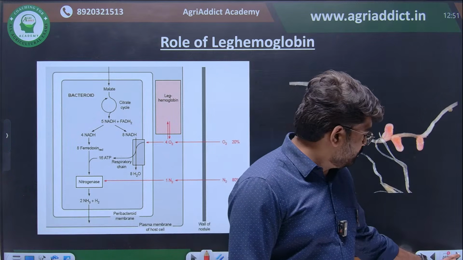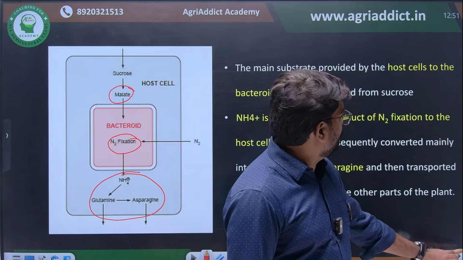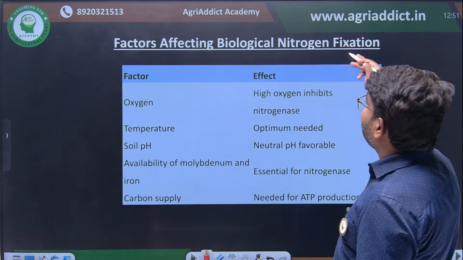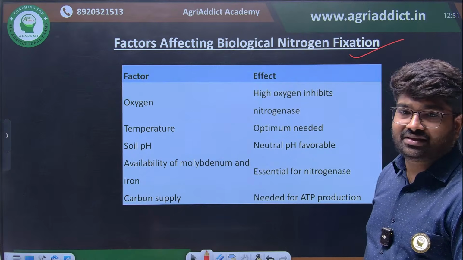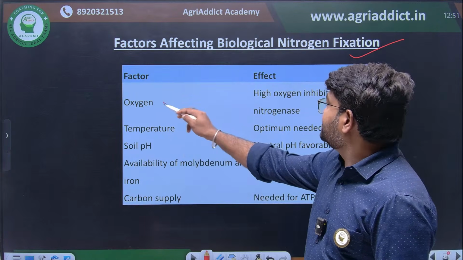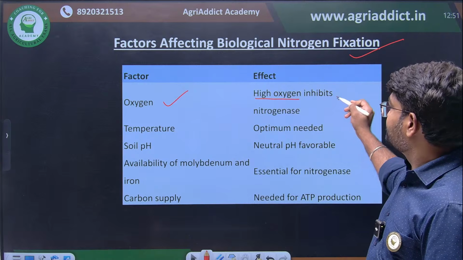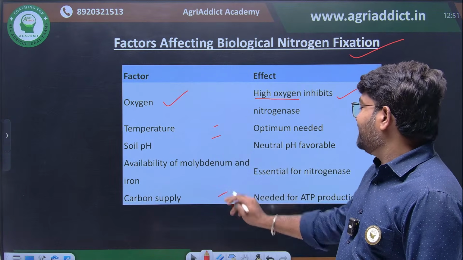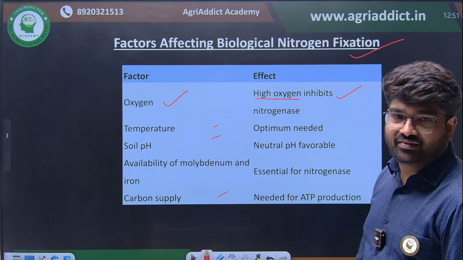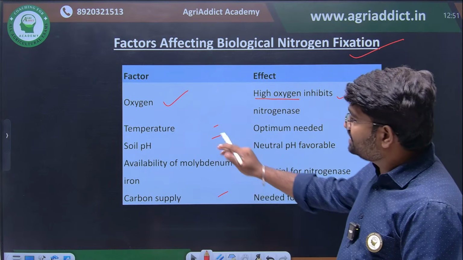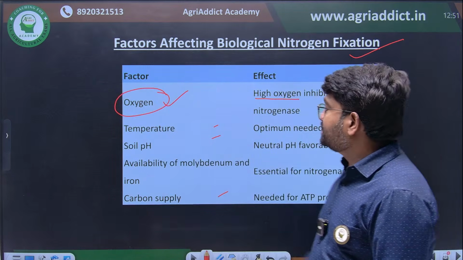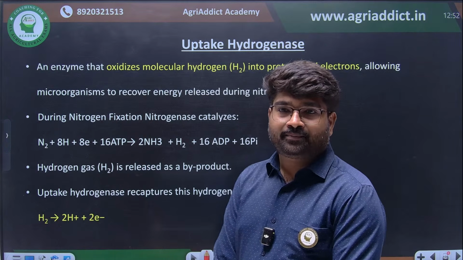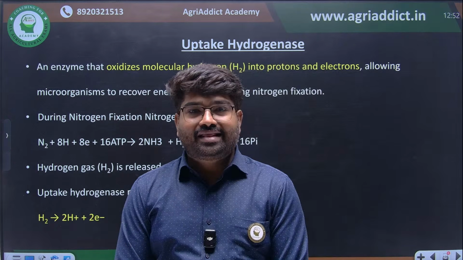I hope this is clear for everyone. What are the major factors involved in biological nitrogen fixation? This is the last thing. If high oxygen is there, nitrogenase activity will be inhibited. Then different things: soil pH, carbon assimilation rate, everything they have given here. Just go through it once. This is the most important thing: if oxygen is more, the activity of nitrogenase will be reduced.